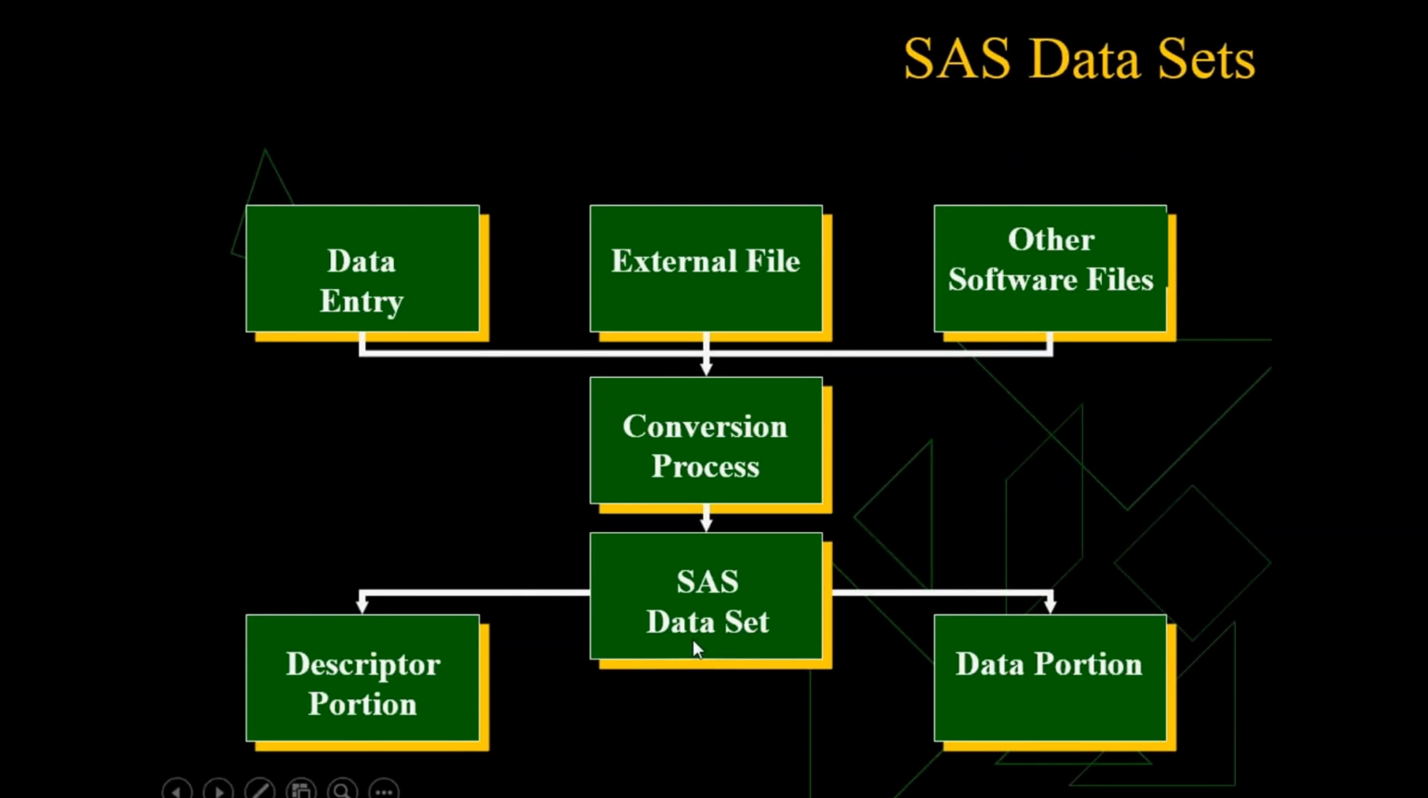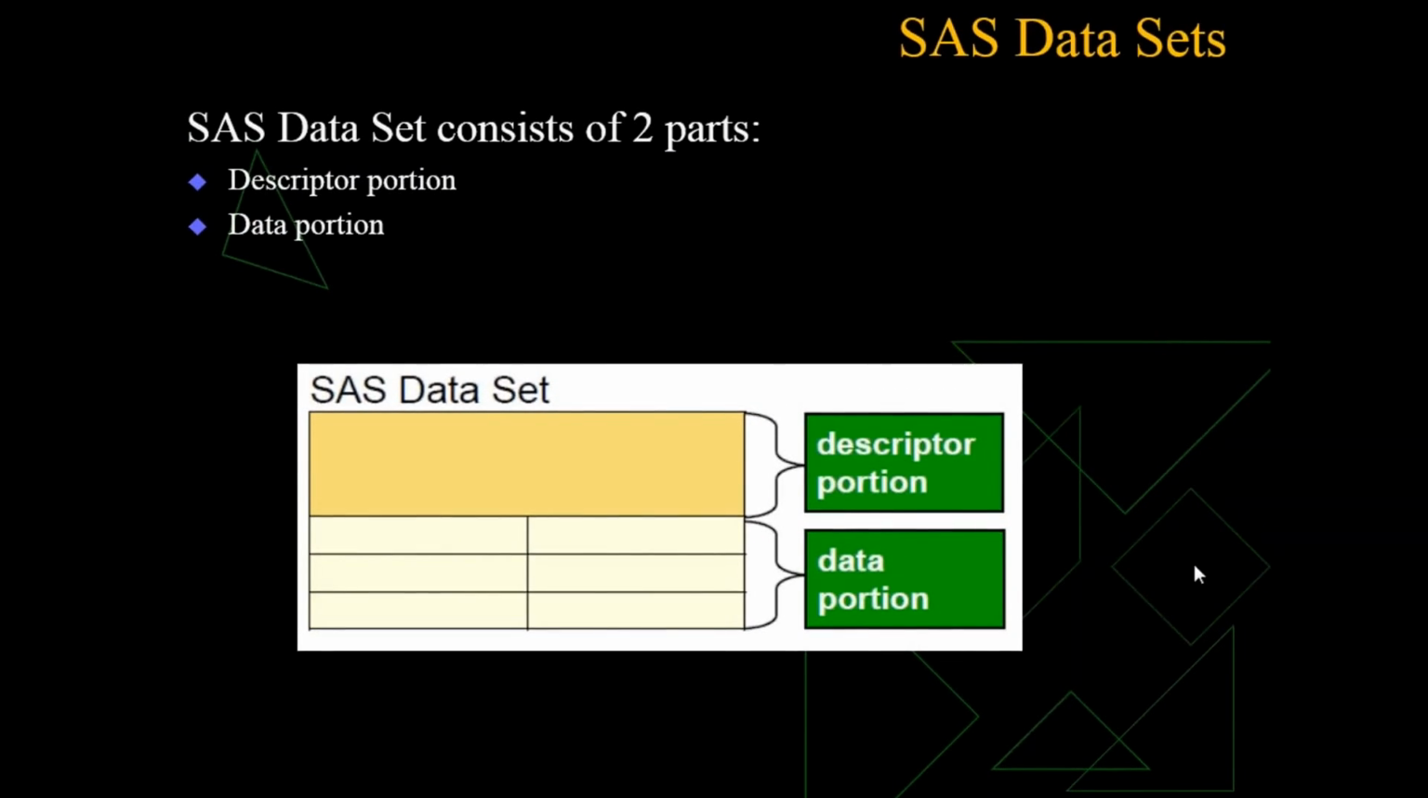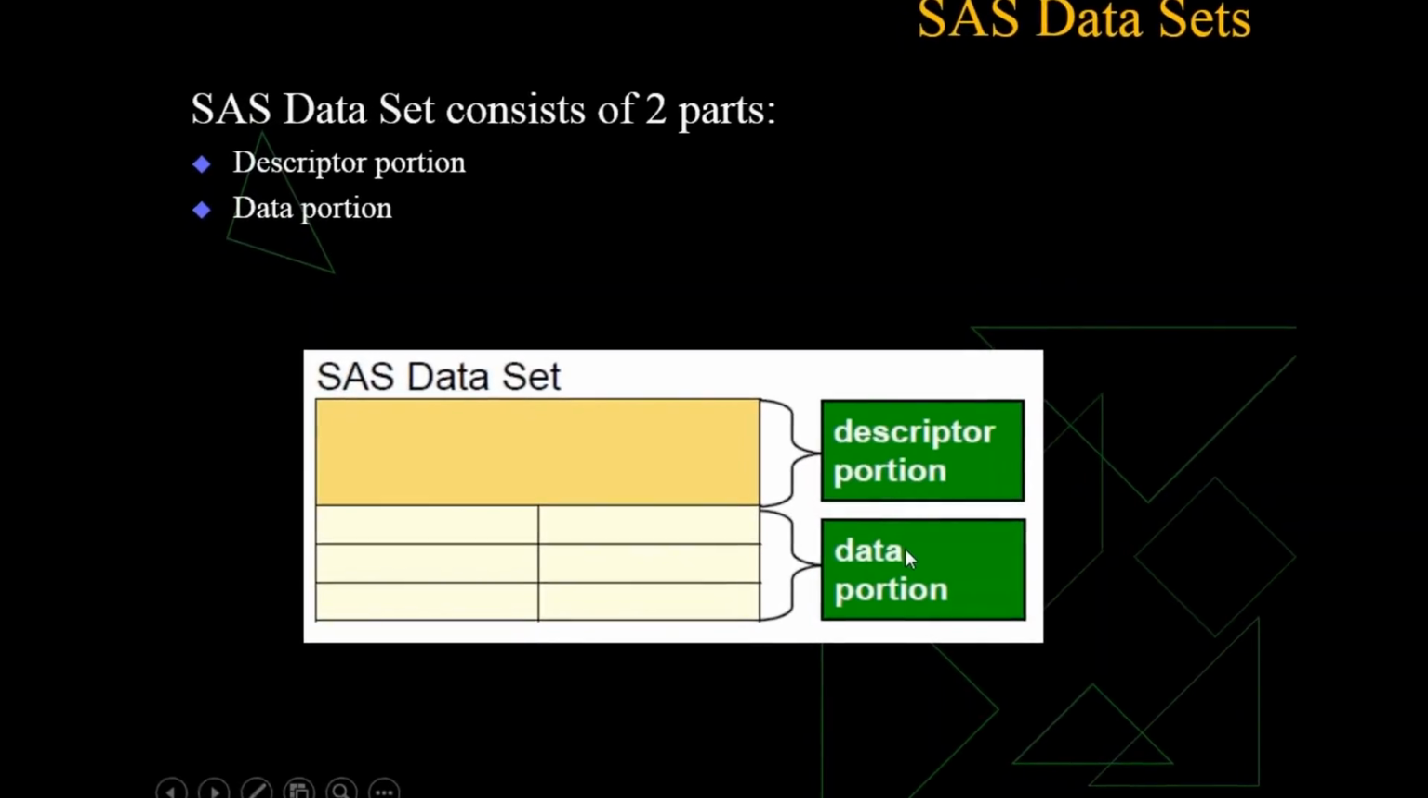Once my data is in SAS dataset format, then we have to see how the data is made up. The dataset or the SAS file is made up of two portions. First is the description portion. Description portion means the property of the file. What is the name of the file, when it was created, when it was modified, how many columns are there, how many rows are there. That is the property of the file. Data portion means the data which is available inside the file. So my file is made of two portions, description portion and data portion.